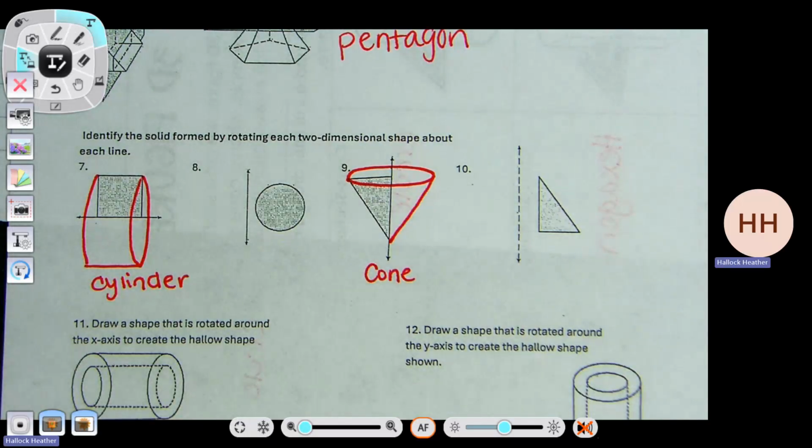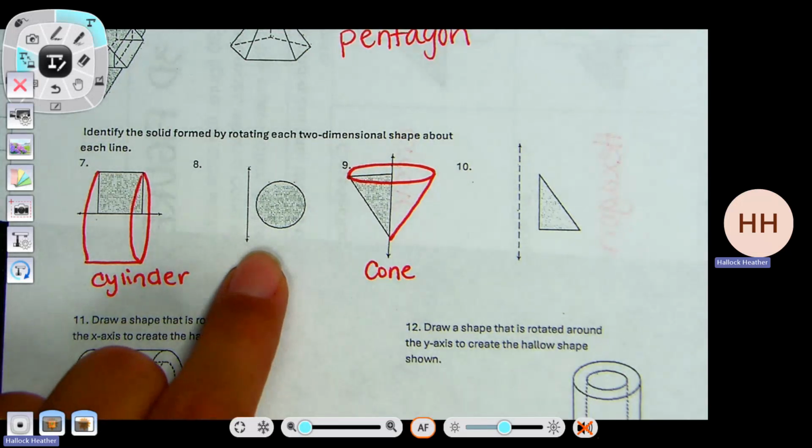So it's a 2D shape making a 3D shape. The next 2 are not shapes that we've talked about in class, kind of like real life shapes. Okay. So let's talk about number 8. Number 8 is a circle.